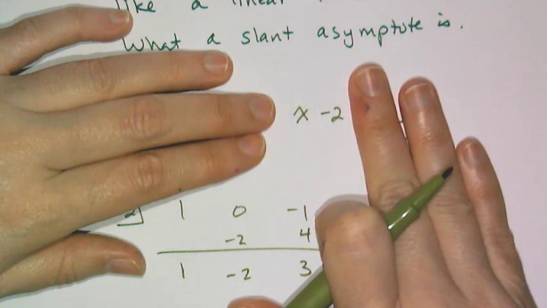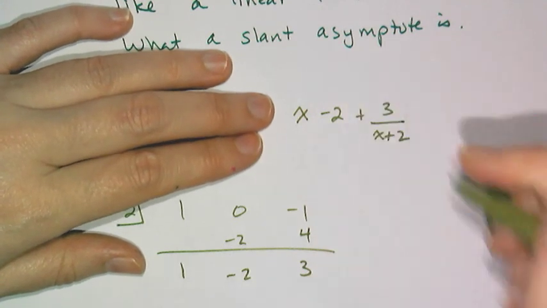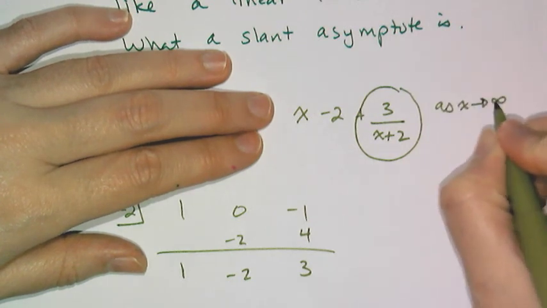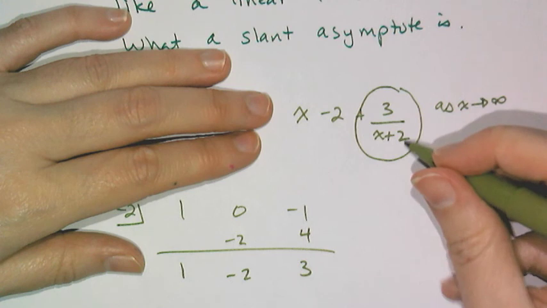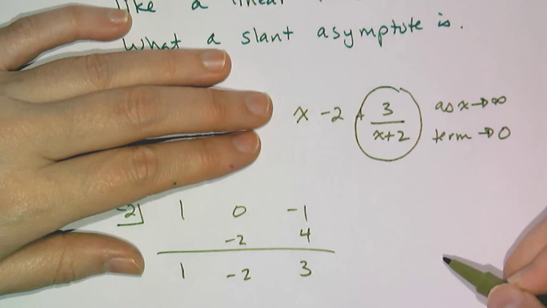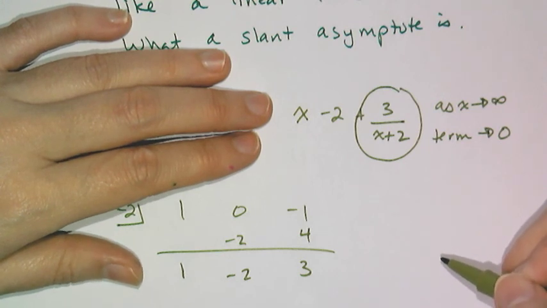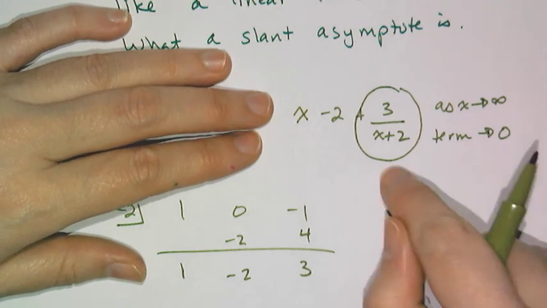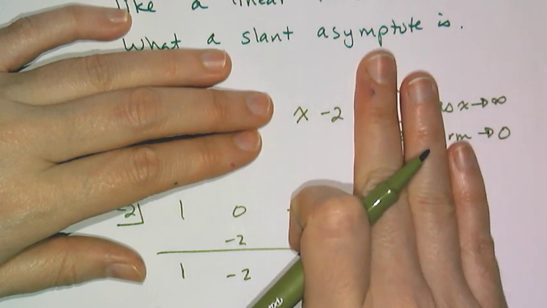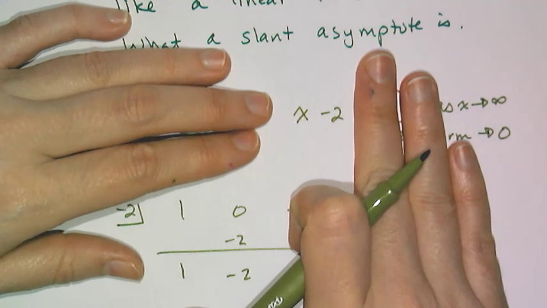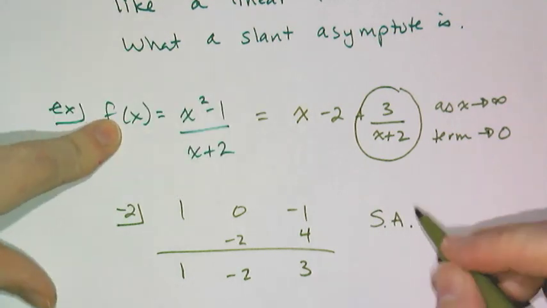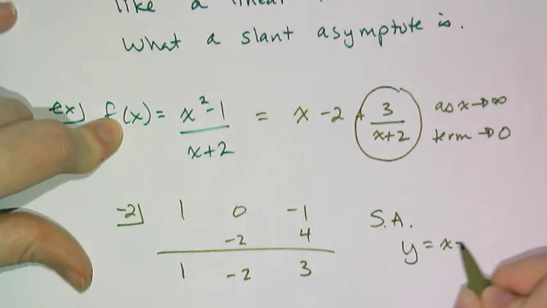Now these two, you know, are going to be like x minus 2. And if I think about what happens with this term, as x approaches infinity, I have 3 divided by some super huge number. That means this term is going to approach 0. So when I choose extremely large values of x, this remainder becomes completely irrelevant, and what I'm left with is a function that's going to behave like y equals x minus 2. So therefore, the slant asymptote of this function is actually y equals x minus 2.